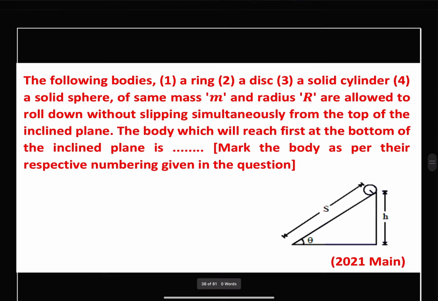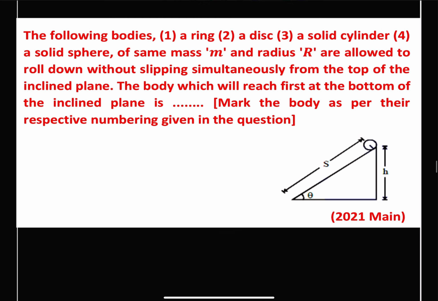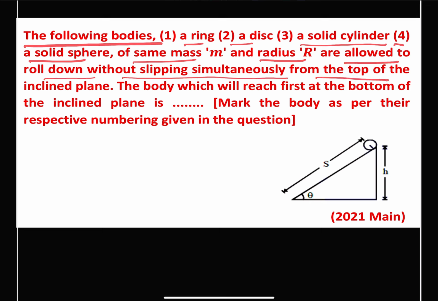Next question. This states that the following bodies: first a ring, second a disc, third a solid cylinder, fourth a solid sphere, of same mass m and radius r, are allowed to roll down without slipping simultaneously from the top of the inclined plane. The body which will reach first at the bottom of the inclined plane is, so we have to find out whether it will be 1, 2, 3 or 4.